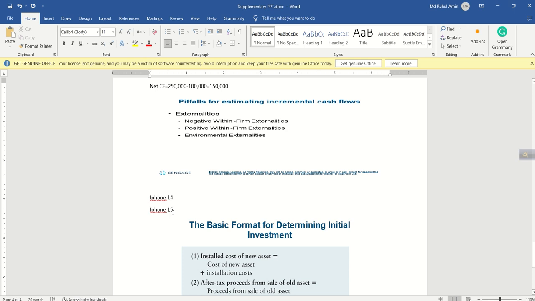Positive within-firm externality, meaning, what could be the example? Say if you buy iPhone 15, then definitely you need to buy some case or maybe battery, cable, something like that. Just because of the iPhone 15 you bought, you need to buy a charger cable and case. So this is a positive externality for the firm, meaning because of iPhone 15, the company's sales on cases and charging cables increased. So this is positive, you should add it.